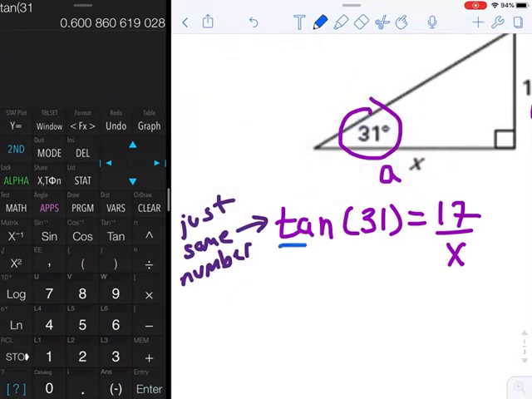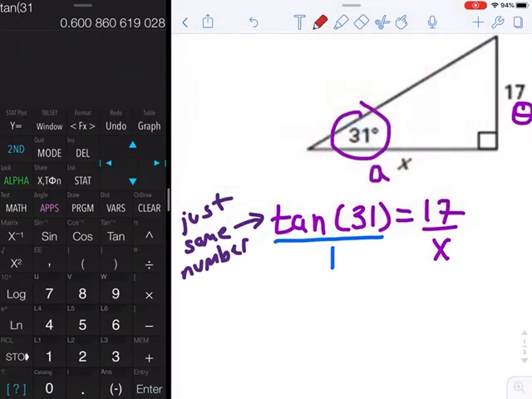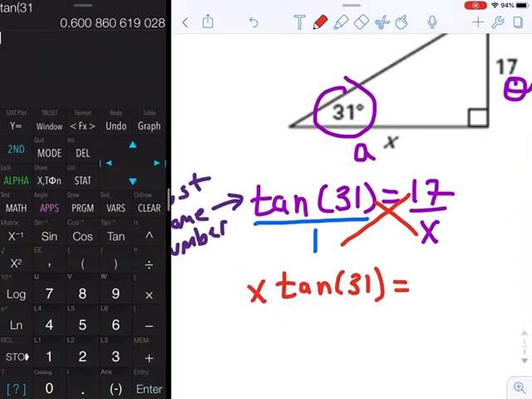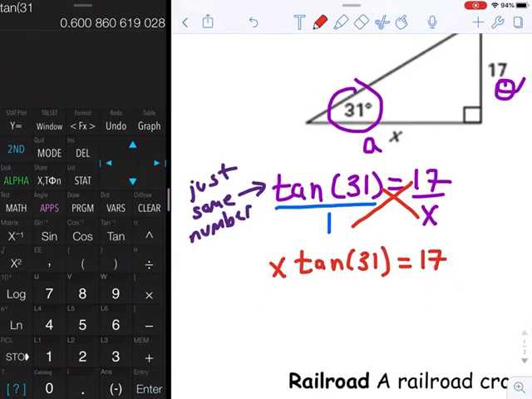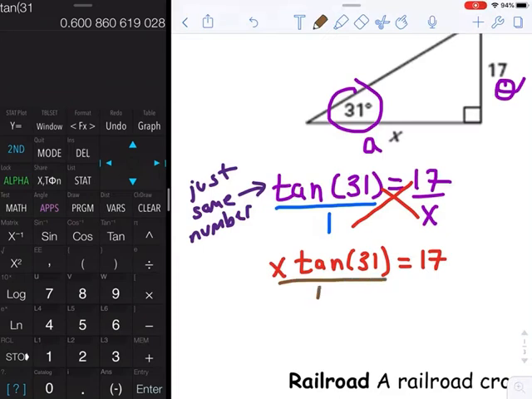So we're going to solve for x. I'm going to put this over 1. Tan 31 is just some number, and I'm just going to cross multiply. I'm going to write x tan 31. It's a good habit to have your variable out front. It just looks better, easier to deal with. 17. Now tan 31 is just some number, so to get x by itself, I'm going to divide both sides by tan 31.